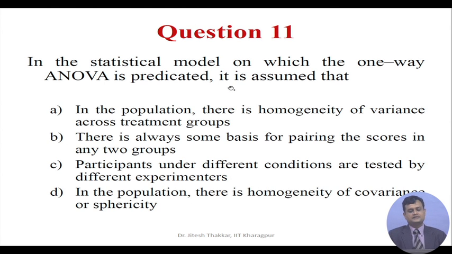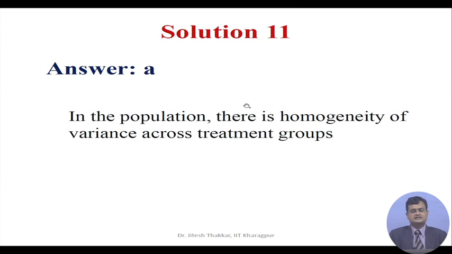Question 11. In the statistical model on which the one-way ANOVA is predicated, it is assumed that, you can see the 4 options. A, in the population there is homogeneity of variance across treatment groups. B, there is always some basis for pairing the scores in any 2 groups. C, participants under different conditions are tested by different experimenters, and D, in the population there is homogeneity of covariance or sphericity. The correct answer is A, in the population there is homogeneity of variance across treatment groups.